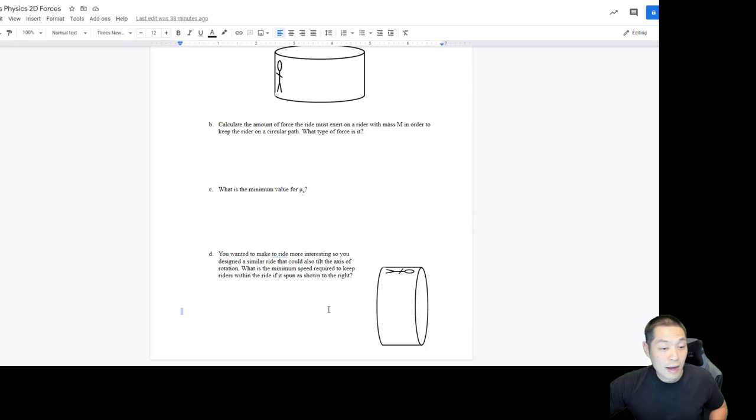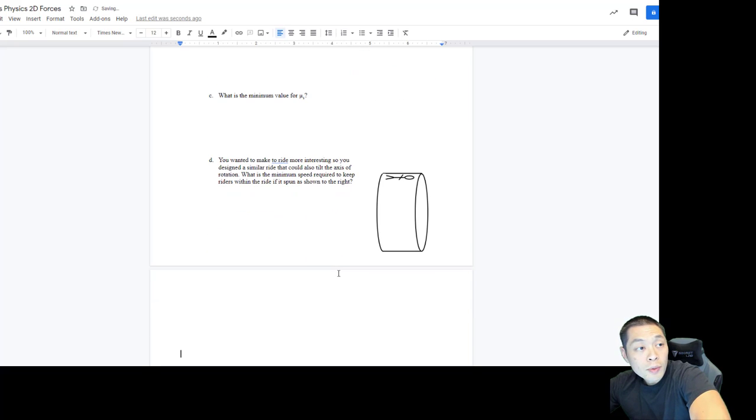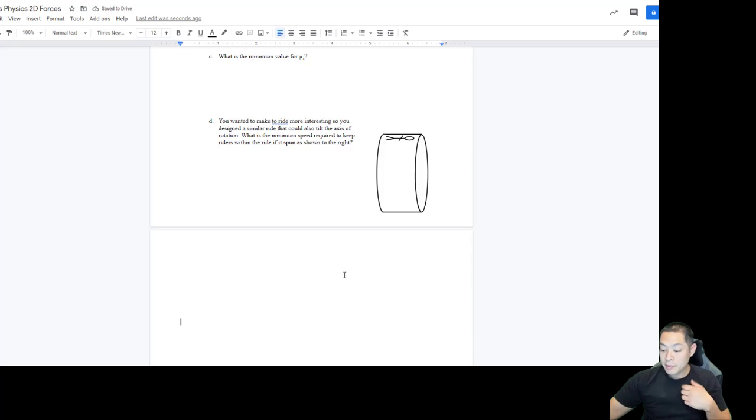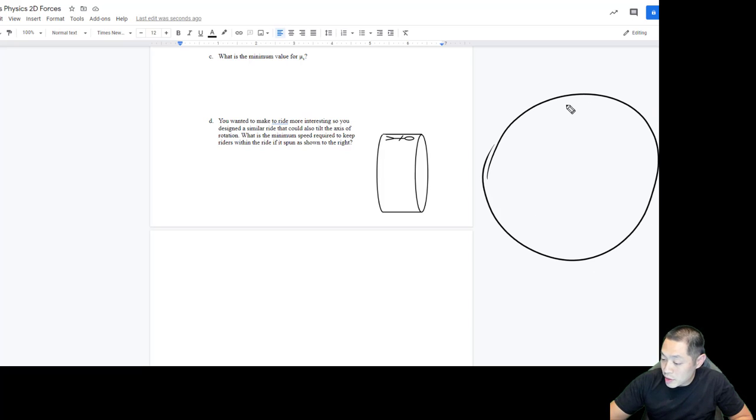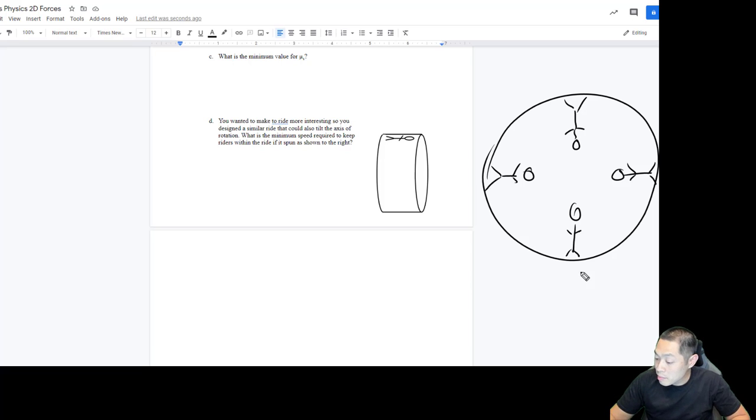Now, our last problem is more conceptual than mathematic. So here we have a rider that's going, instead of horizontally, vertically. So we want to know, okay, what's happening here? Well, if we look at it from the other point of view, you have a circular path. You have a person that is upside down here, on its side here, and here. Our concerns can be top and bottom.